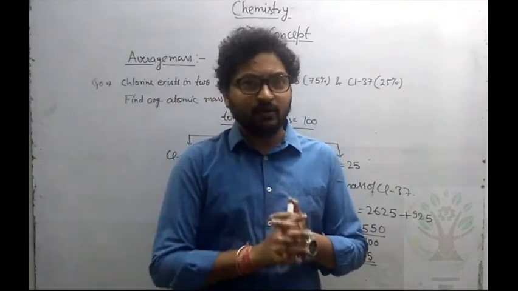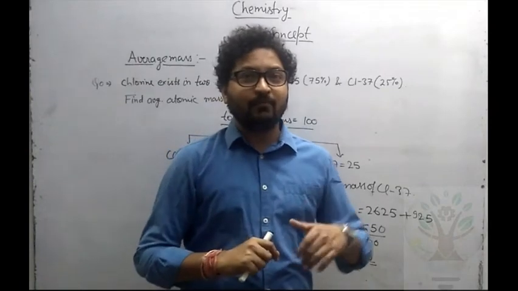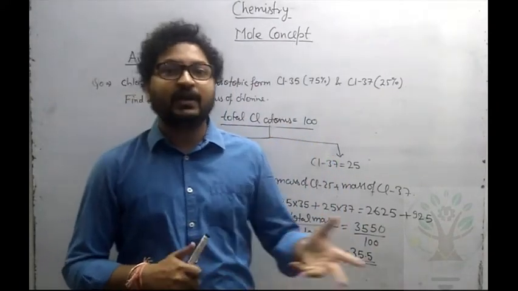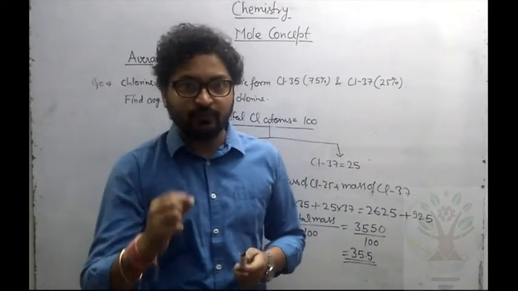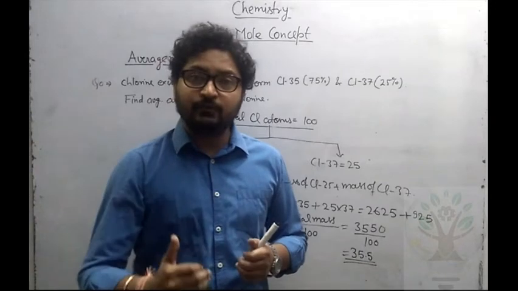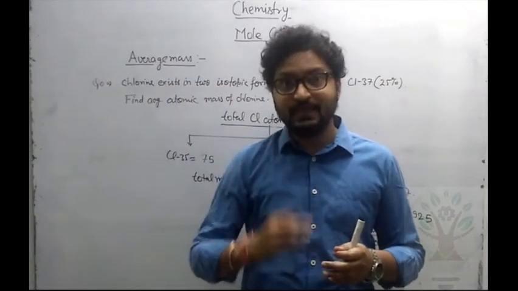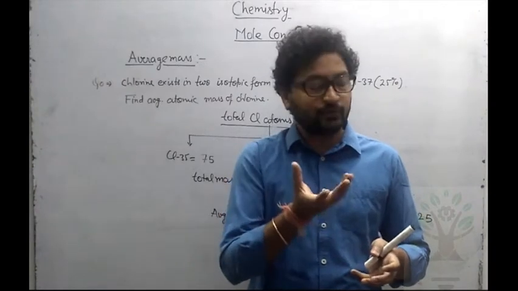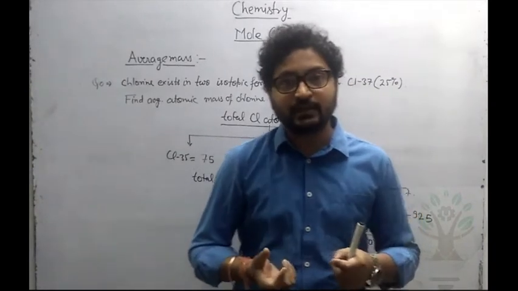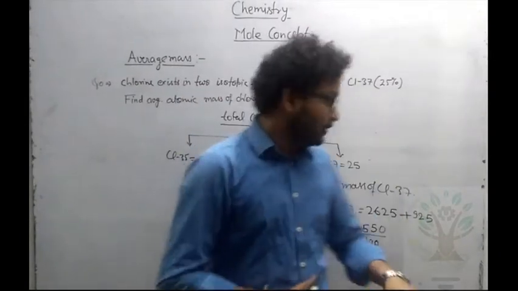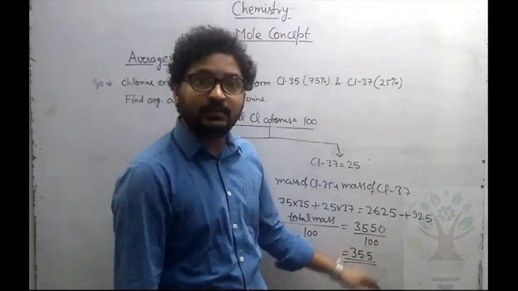But have you ever thought about this? How do we define atomic mass? How do we define mass number? We define mass number as number of neutrons plus number of protons. So the number of neutrons plus the number of protons must be an integer. If you add the number of neutrons to the number of protons, you must get a whole number.